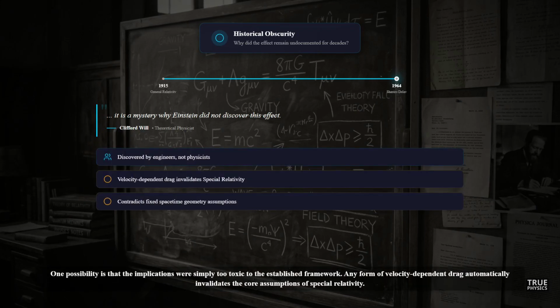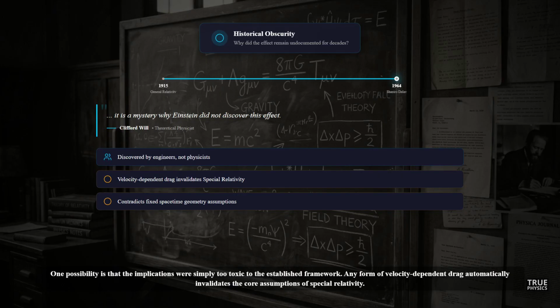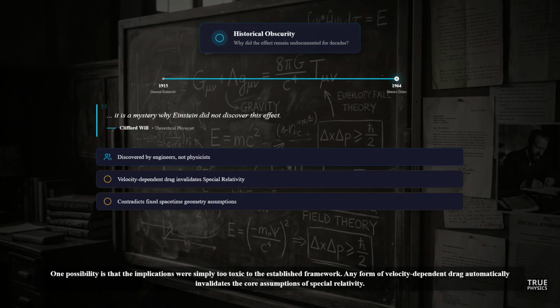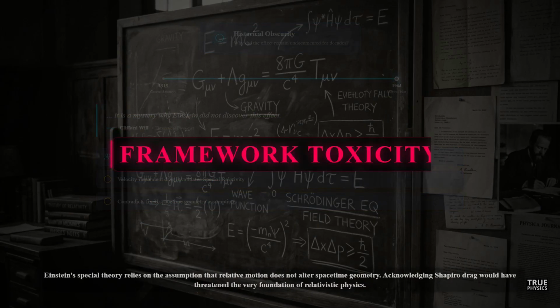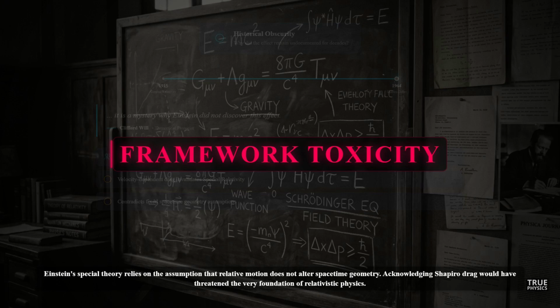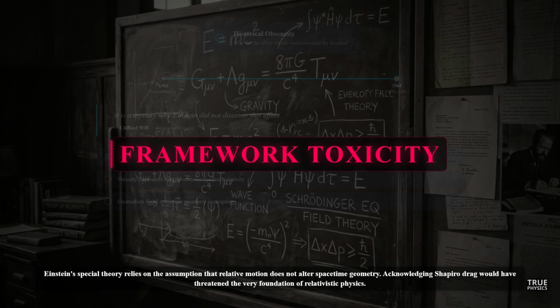One possibility is that the implications were simply too toxic to the established framework. Any form of velocity-dependent drag automatically invalidates the core assumptions of special relativity. Einstein's special theory relies on the assumption that relative motion does not alter spacetime geometry. Acknowledging Shapiro drag would have threatened the very foundation of relativistic physics.